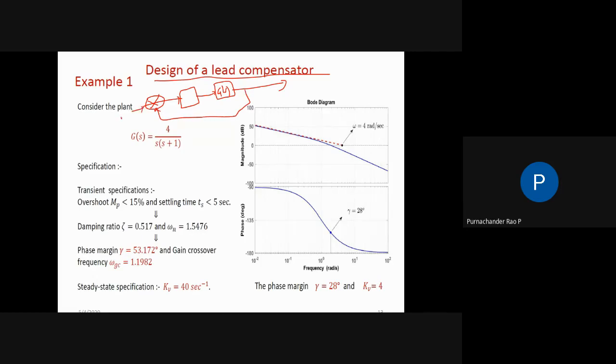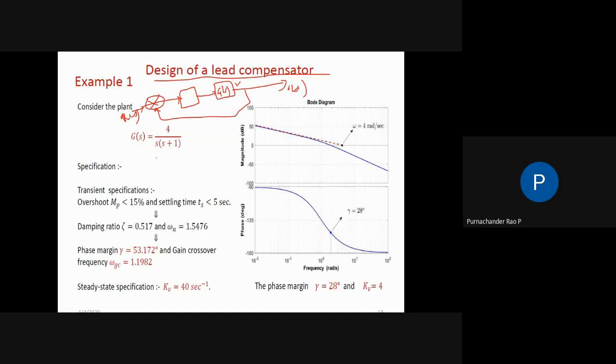This is your input R(s), and this is your output C(s). In this case, he has not mentioned Gc(s), only the plant has been given. So this is given to you directly, and he is mentioning the required transient specifications. What are the required specifications? The peak overshoot should be less than 15%, and the settling time should be less than 5 seconds.